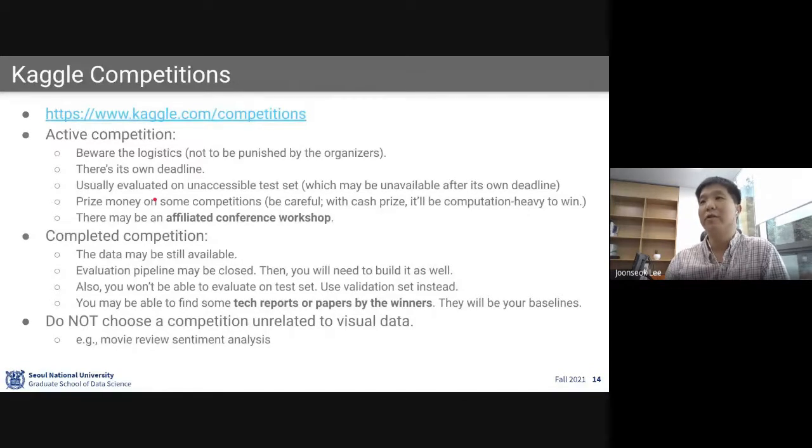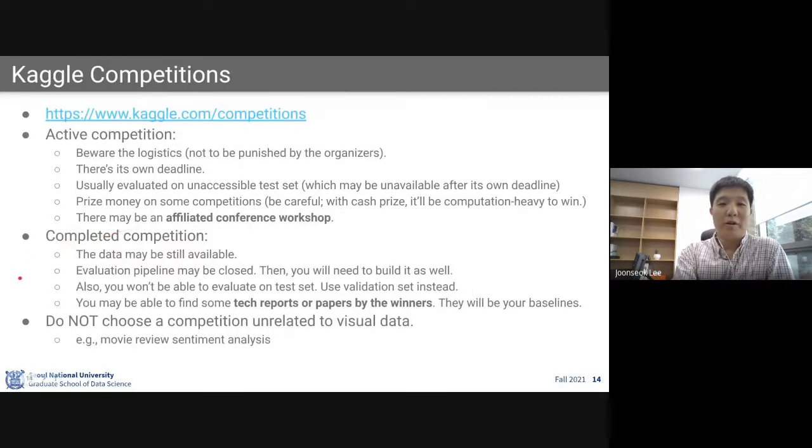So in that case, how should you evaluate your model for this project? That is another thing you need to discuss. Sometimes they have affiliated conferences and workshops, so you can actually submit a paper to that. That would be a really good opportunity for you to publish another paper, especially if you are ranked at the top in some workshop competitions. You can list it in your resume, and that would be awesome.